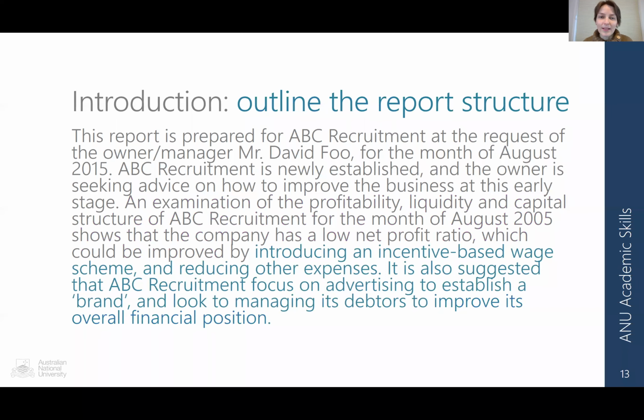They also outline the report structure. Now here, they've presented it in a way that's quite subtle. So they've actually said they can follow these steps to improve the business. So introducing an incentive-based wage scheme, reducing other expenses. Also, they're going to be talking about focus on advertising and managing debtors to improve the overall financial position. So you can see how those 4 key points are going to proceed in that same order in the report.